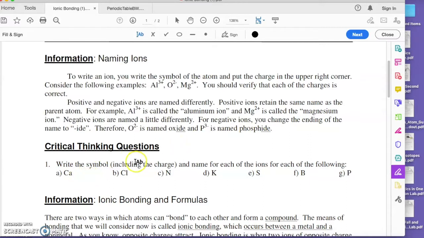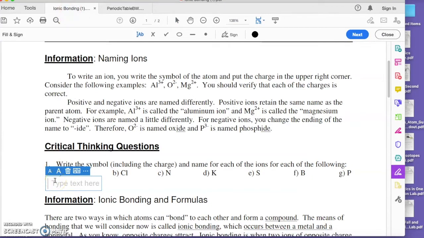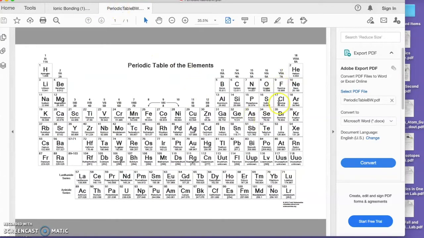But let's see if we can get the symbol and charge for each of the following ions. So calcium is right here. Calcium on the periodic table is in group 2A, which means it has a 2 positive ion. So symbol and charge, Ca2+. Make sure you put the 2 positive in the upper right-hand corner. Chlorine is a halogen, so it's right here, which makes it a negative 1 charge.